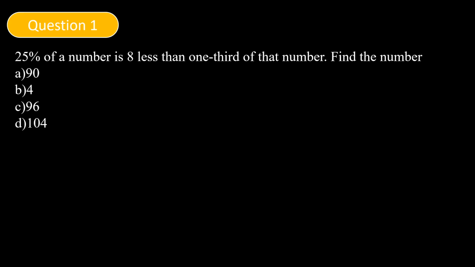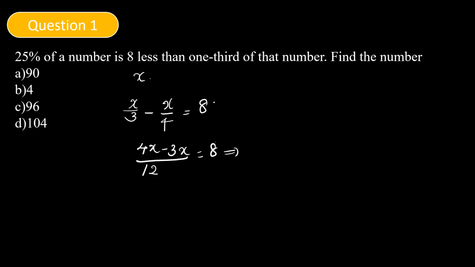First question: 25% of a number is 8 less than 1/3 of that number. Find the number. Let the number be x. It is given that 25% of a number is 8 less than 1/3 of that number. That means 1/3 of the number minus 25% of the number, that is x by 4, is equal to 8. Now we'll solve this. The LCM is 12. 4x minus 3x equals 8 times 12, so x equals 96. Option C.